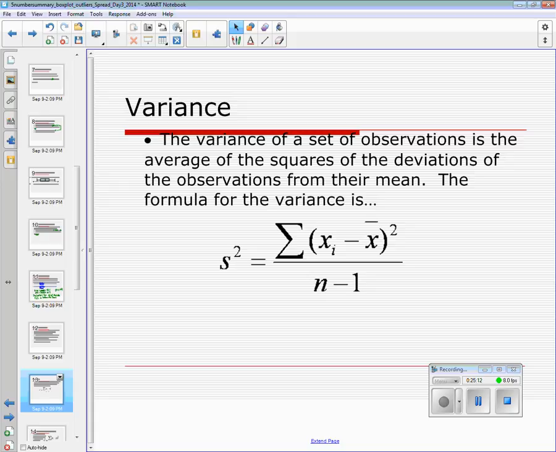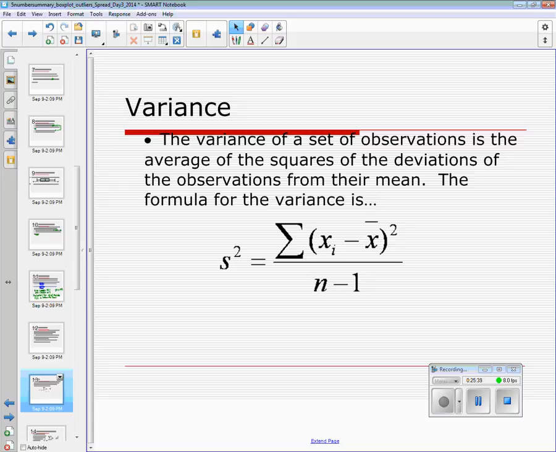This little bar above the X, by the way, is supposed to go with it. That does mean the mean. It just, in my editing skills, because I got no skills at all, ended up way up there. So sorry about that. But that's supposed to be the mean, okay? So let's talk about this formula and what it means.